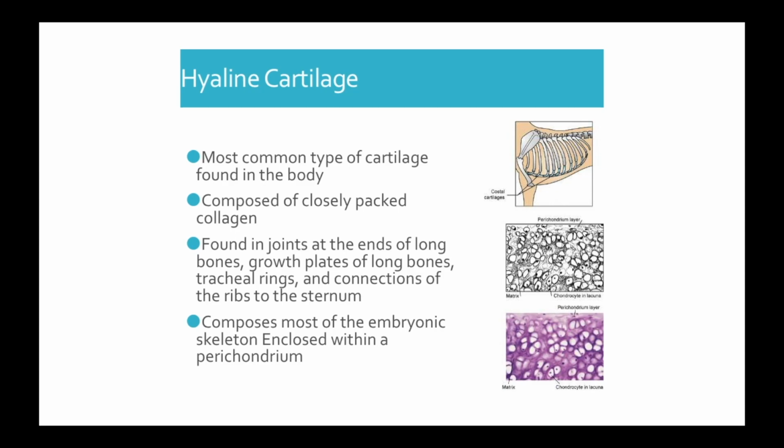Tracheal rings are made of hyaline cartilage, and connections of the ribs, that costochondral junction, and connection of the ribs to the sternum, we're talking about hyaline cartilage. So the costochondral junction is that junction between the bone and the cartilage of the ribs, and then of course that last third of the ribs is made up entirely of hyaline cartilage. It composes most of the embryonic skeleton enclosed within a perichondrium, and that of course we talked about in regard to ossification.